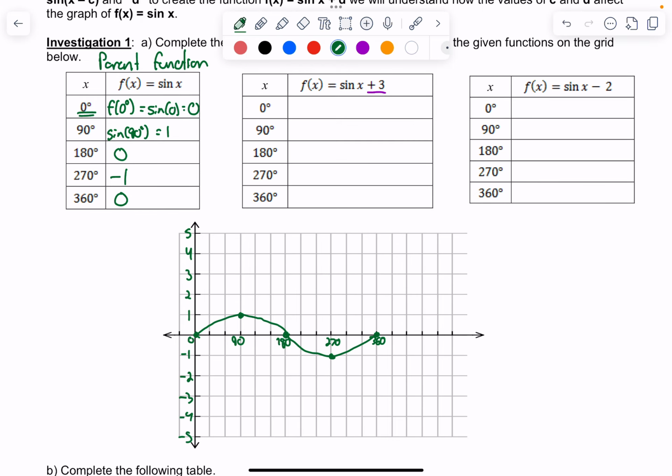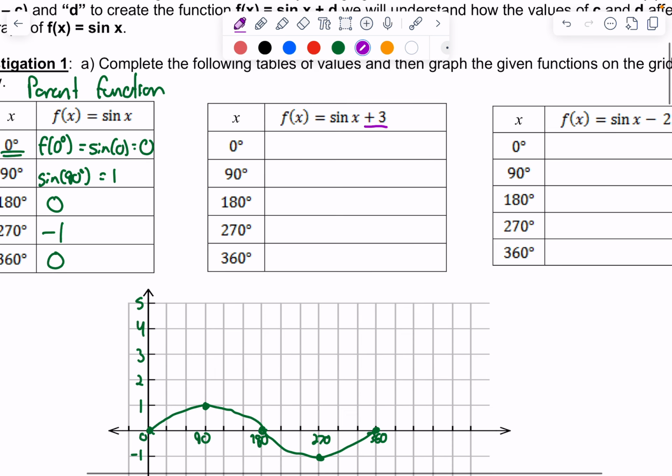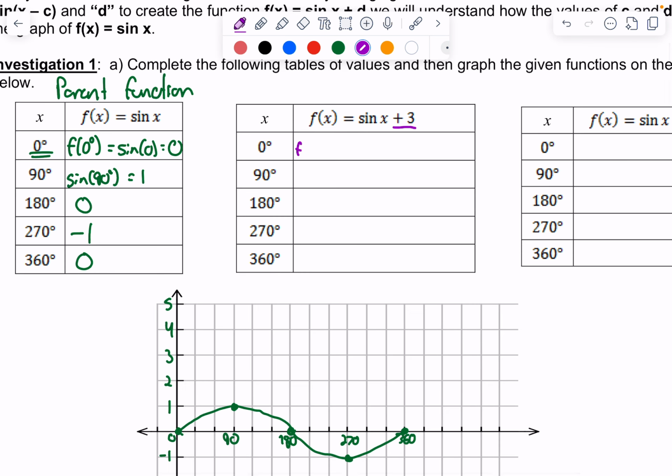So now we're just going to visually look at what happens when we introduce first this plus 3. Calculating all your points again, you're evaluating f at 0. So you'd have sine of 0 degrees plus 3. You evaluate this first. You type in your calculator sine 0, and you'll get 0, plus 3 is 3. So pretty much you're doing the same calculation you did before, but you're just adding 3.